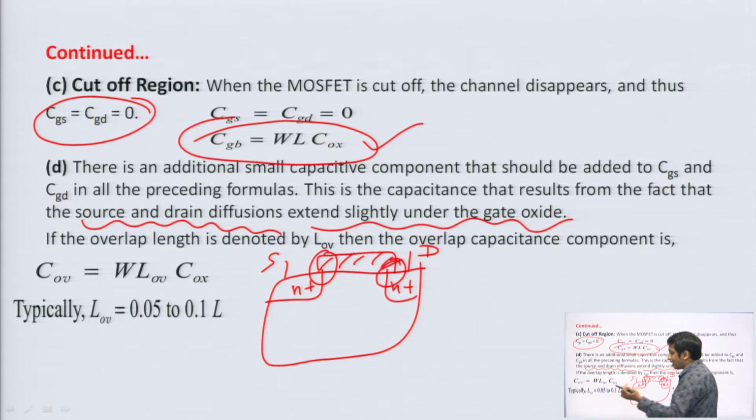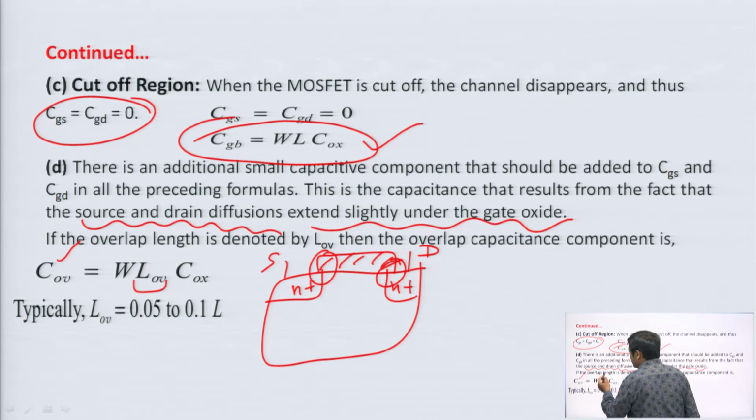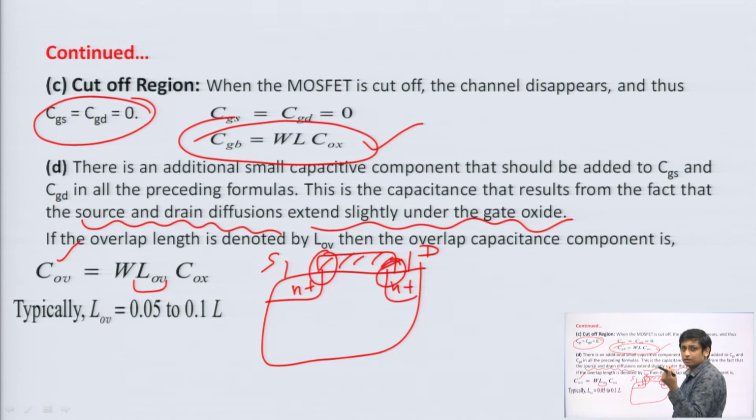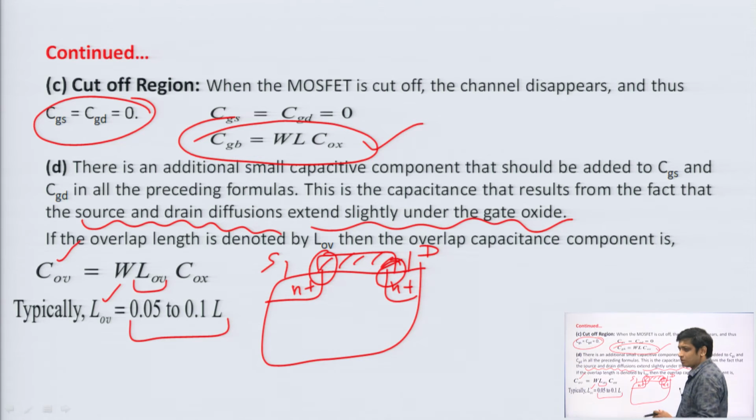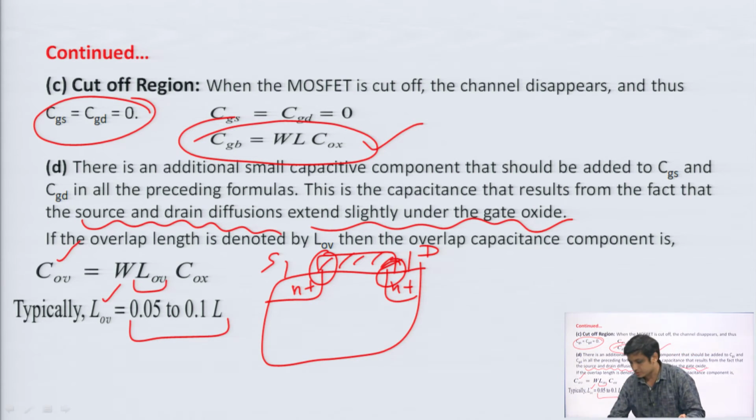Due to that overlapping this capacitance is formed, that is called COV, and the value of COV is W into LOV. LOV is the overlap length over which overlapping occurs. The value of the overlap length is approximately 0.05 to 0.1 L. So, this is just a small introduction of the gate capacitances and their values.